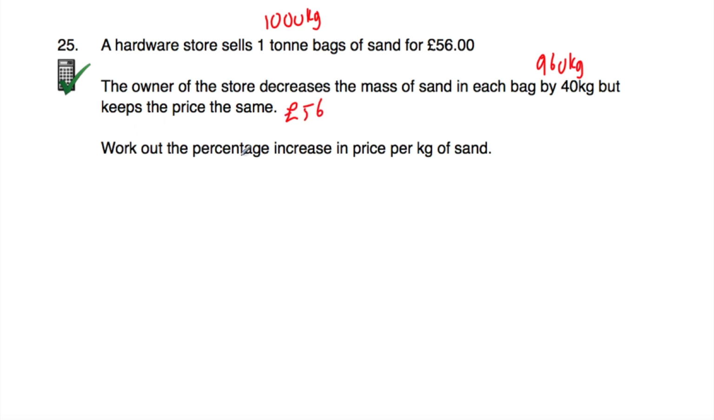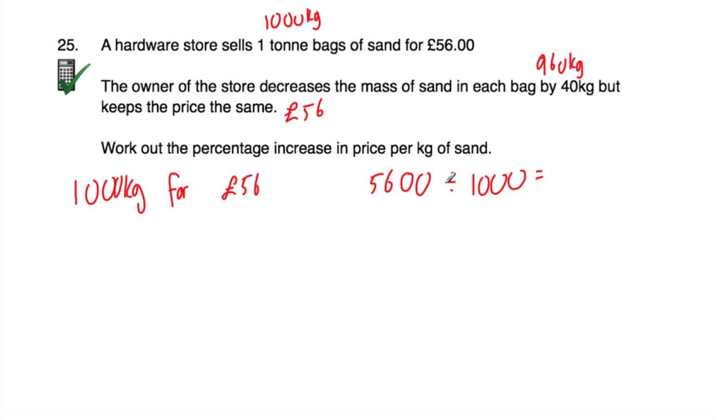And the question says, work out the percentage increase in price per kilogram of the sand. Okay, so let's work out the price per kilogram before they decrease the mass of sand, and then work out the price per kilogram after they've done that. Before, it was 1,000 kilograms for £56. So to work out the price per kilogram, we're going to divide the price, and I'm going to change it into pence here. So that's 5,600 pence, and we divide that by 1,000 kilograms, and that'll tell us the price per kilogram in pence. And when we work that out, that's equal to 5.6p per kilogram.